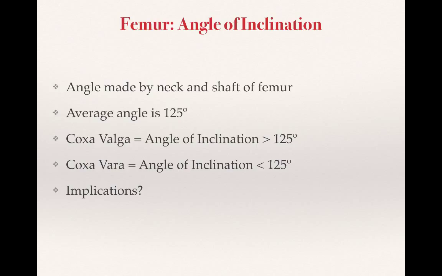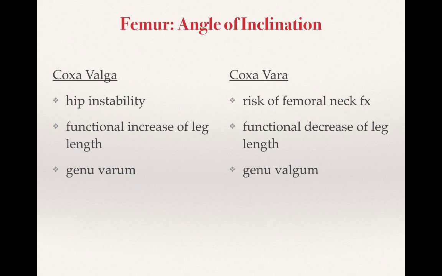So what does having a bigger angle or a smaller angle do to you in terms of function? Well, let's start with coxa valga. If your angle is greater than 125 degrees, as in coxa valga, then you're more prone to hip instability. And again, if you think back, this is the condition in infancy. You have a bigger angle than 125 degrees, coxa valga. And if you've ever held a baby, you know that they are anything but stable. So it makes a little sense when you think about it in those terms. But coxa valga is associated with greater hip instability even in adults.